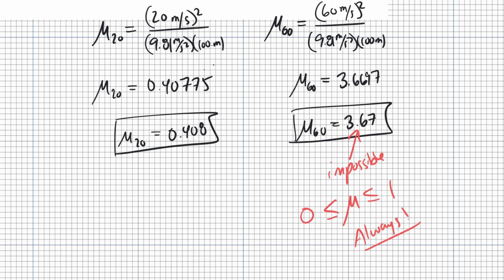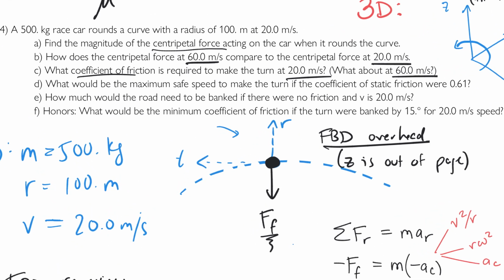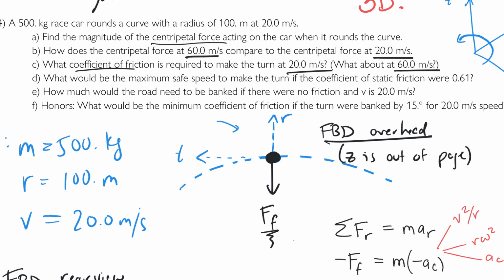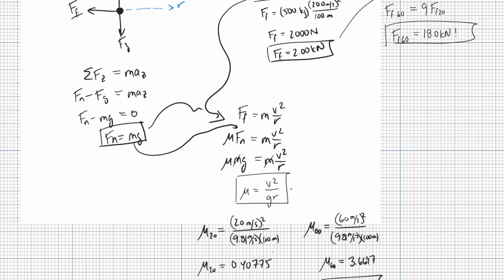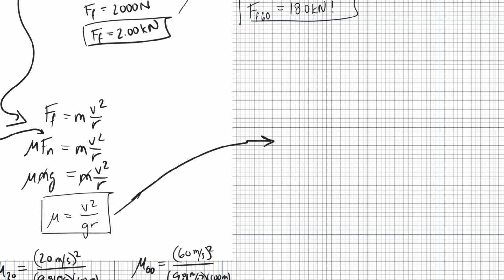Okay, so anyway, now we're on to part D, where we ask what would be the maximum safe speed to make the turn if the coefficient of static friction was 0.61. So all of the relevant physics that we did for part C still holds. So that equation that we just derived, mu equals v squared on gr, still holds. But this time, instead of solving for mu, we're given mu, and we want to know v. So I just have to rearrange that equation, right? If I rearrange that equation, I'm going to get v equals the square root of mu gr. Okay, so that's just a rewriting of the old thing.